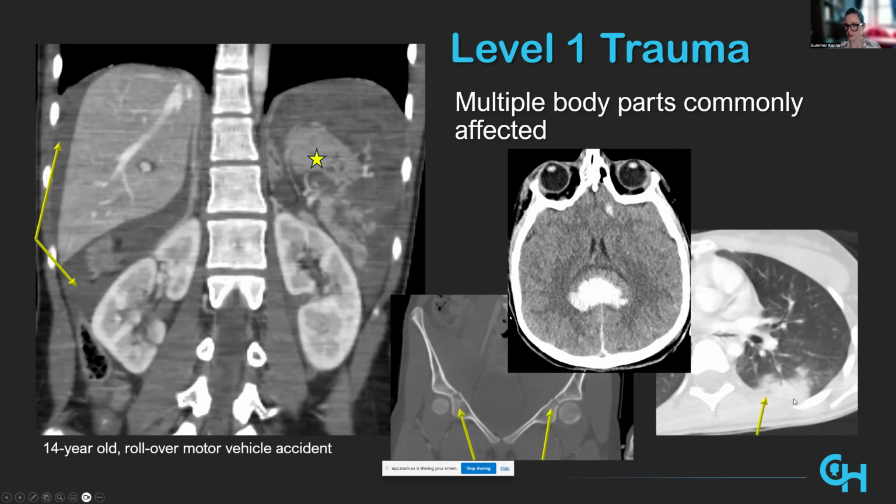a focal pulmonary contusion, and then you can see, of course, in the head that there's large hemorrhages that are probably the most concerning thing about this trauma. So a level 1 trauma is typically going to get some kind of CT, if not a CT of kind of everything.